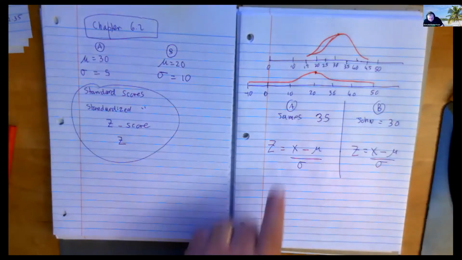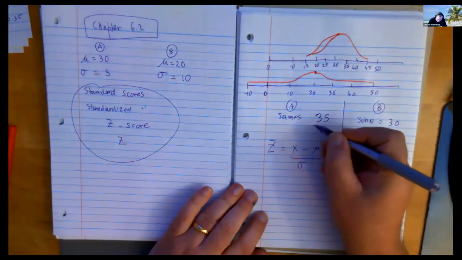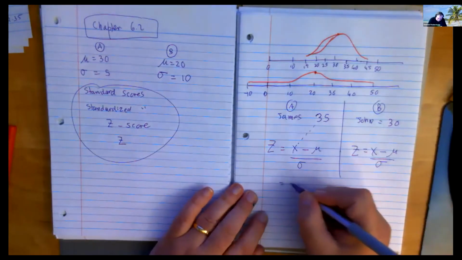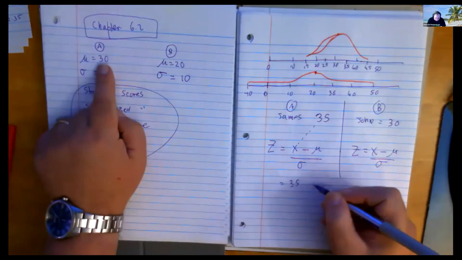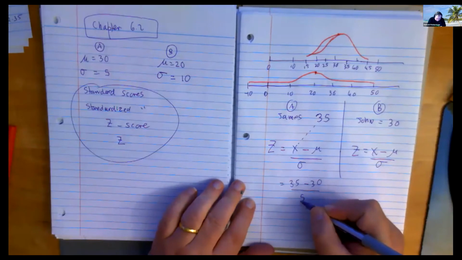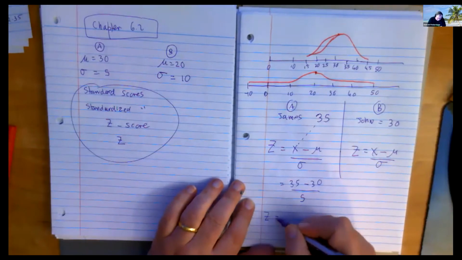Well, let's find out. James got 35. That's what the X is, right? Whatever you got, that's the X. So he got 35. In his class, wasn't the mean 30? And the standard deviation is 5. So he got a Z score of 1.